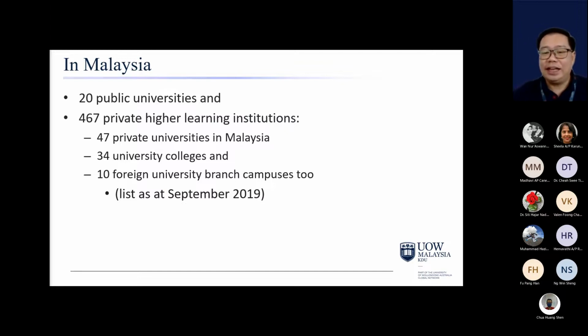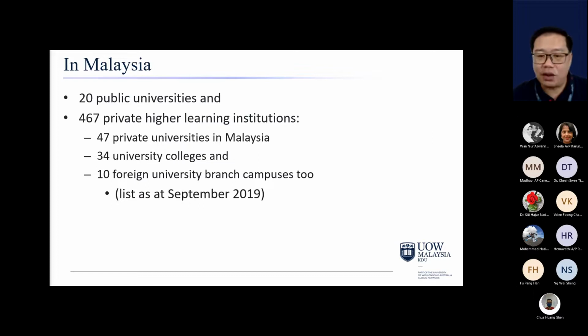Okay. Now, another aspect that I would like to stress is the number of institutions in Malaysia. We have 20 public universities and we have 467 private higher learning institutions. Whew, a lot, right? And out of that 467, 47 are private universities. The list is 2019. I just want to put a caveat over there. So there could be certain upgrades and whatnot. But overall, look at those numbers over there. We are looking at roughly around 500 institutions of higher learning.